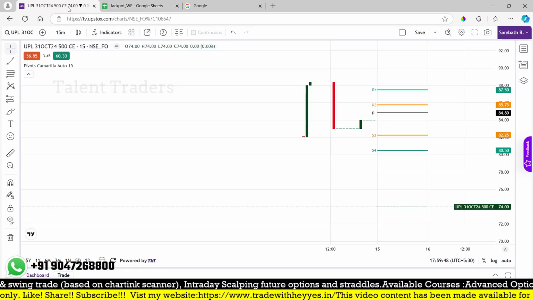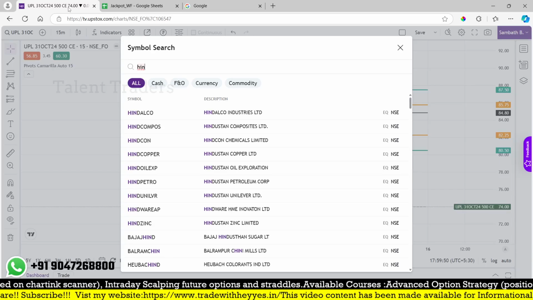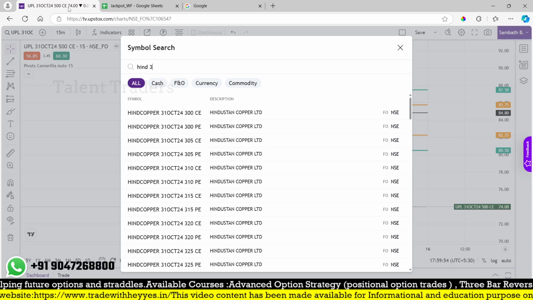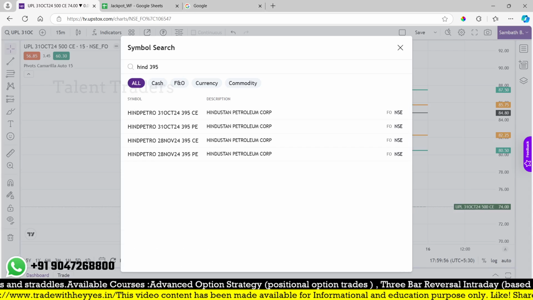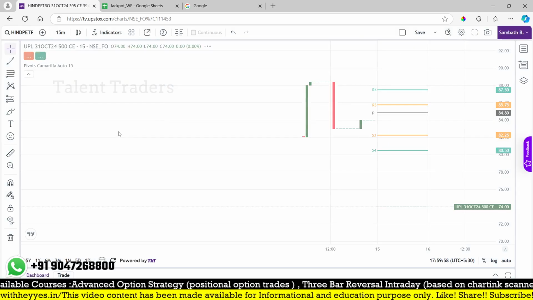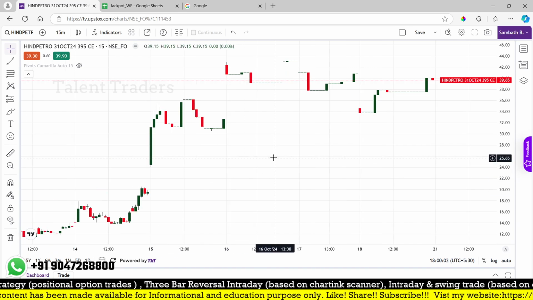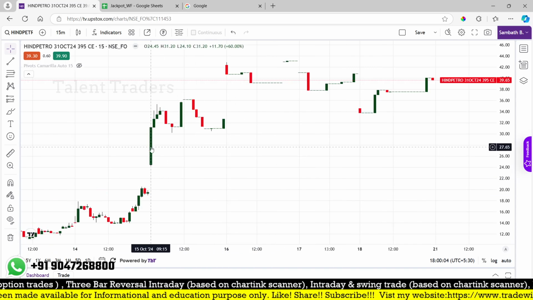In the Petro 390 call option, whether it is giving you an opportunity or not. In Petro 395, whether it is giving you the opportunity, I think you know well how we filter out the illiquid stocks. And this is 15th October.